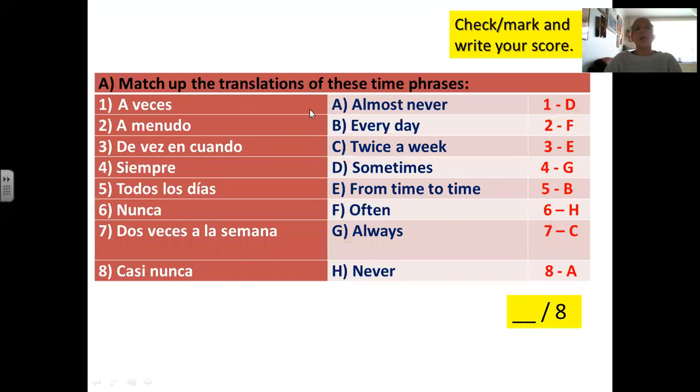So the first one, I wanted you to find the correct translation for these time phrases. So you've got here the answers, okay? Check your work, mark, and write down your score, because with this revision, it's very important that you can see how well you're doing, okay? So check your scores, please. Check, mark, and write your scores.